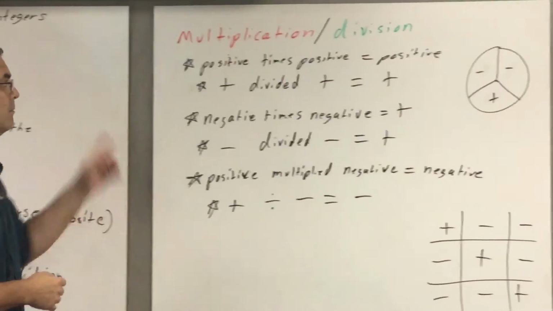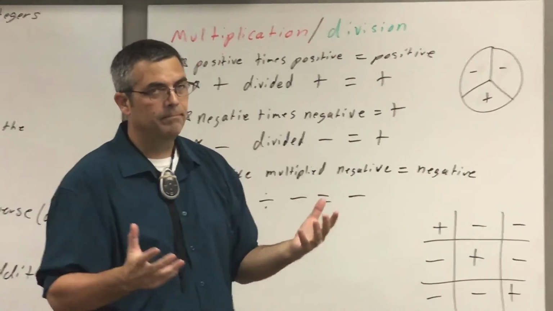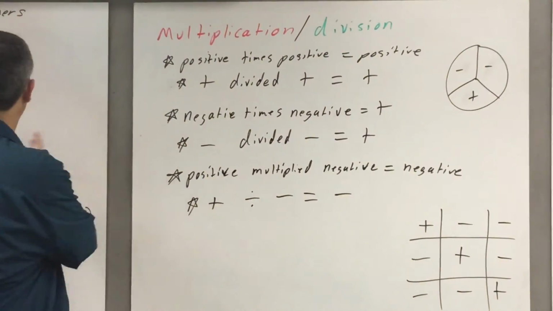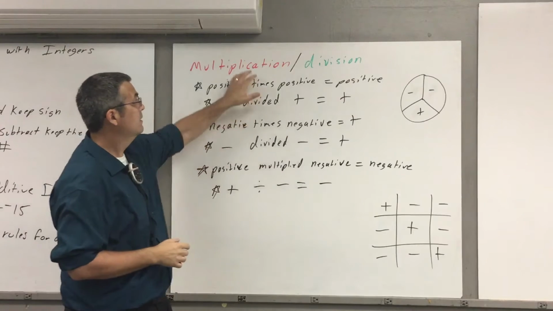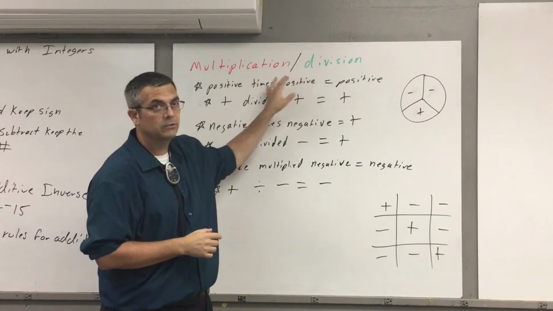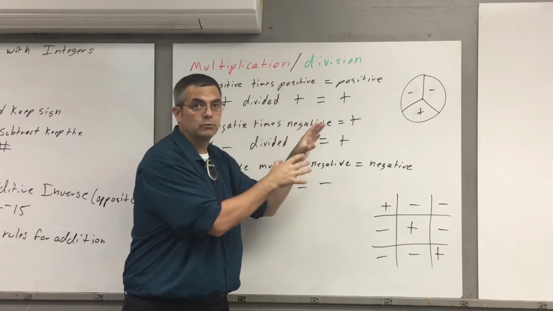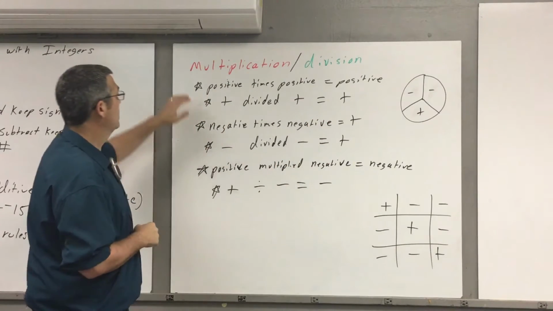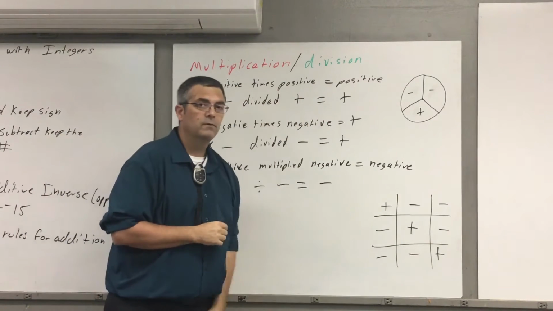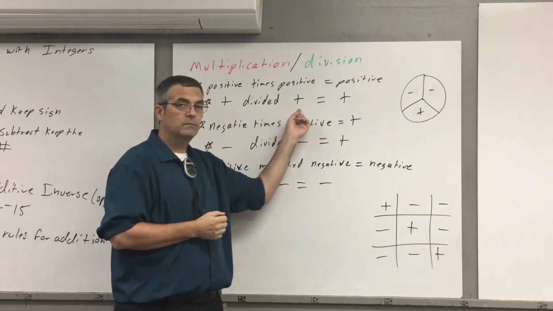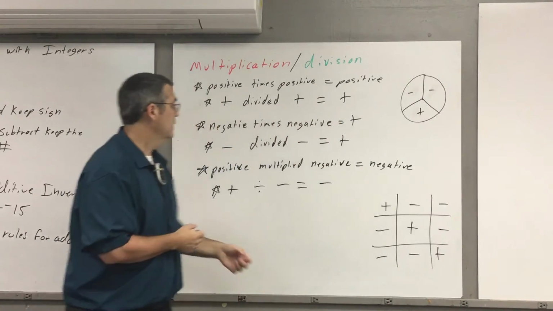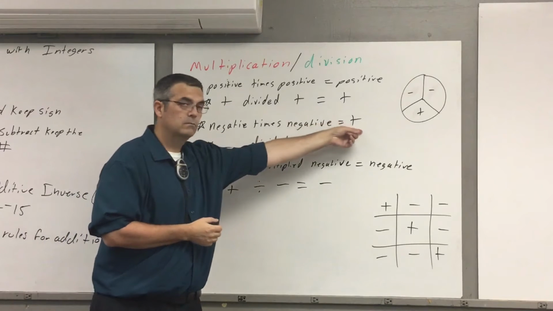All right? Multiplication and division are the same. They're different from addition and subtraction. Don't get those two confused. But what I'm saying here is that with multiplication or division, it doesn't matter. Those sign rules together are the same. So if you have positive times a positive, you're going to get a positive. If you have a positive divided by a positive, you're going to get a positive. Negative times a negative, it's a positive.